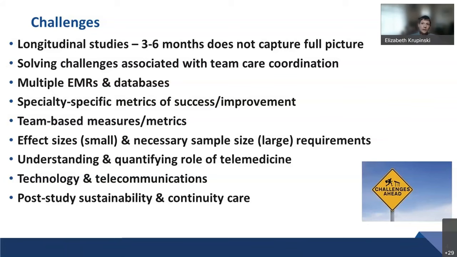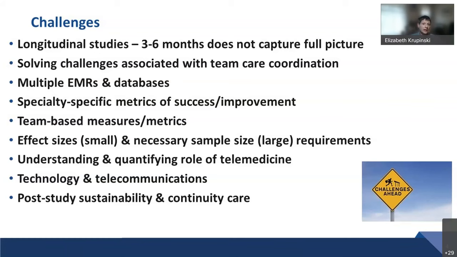Another challenge is multiple EMRs, multiple databases, especially when you try to accomplish what we're trying to say here today, which is include more sites, include the rural sites, include the frontier sites. Obviously, a lot of these smaller sites are not going to have the big EMRs that everyone else has, and communication between EMRs is notoriously a problem, and it really becomes an issue when you're trying to conduct clinical trials and coordinate clinical data with research data.